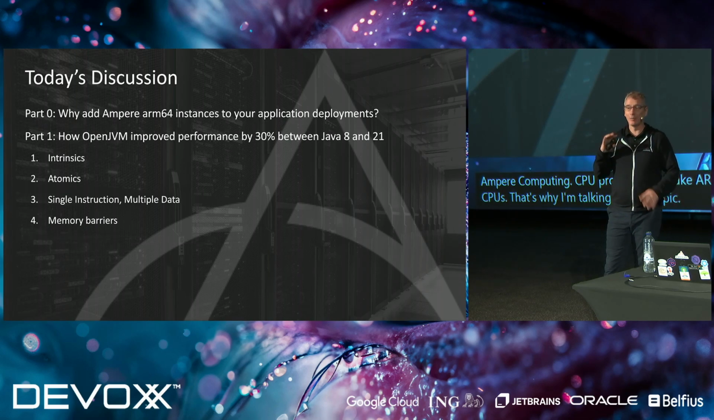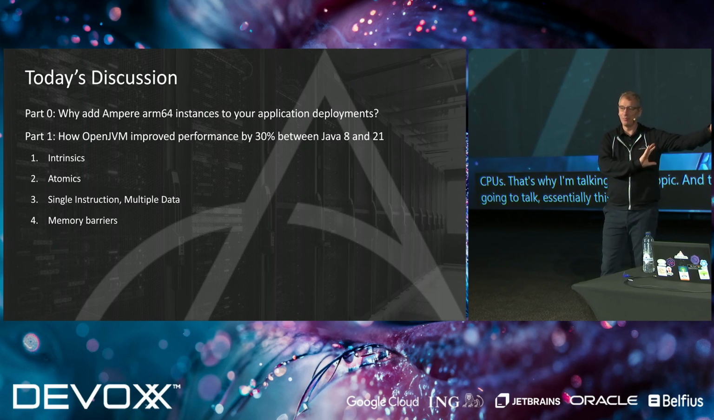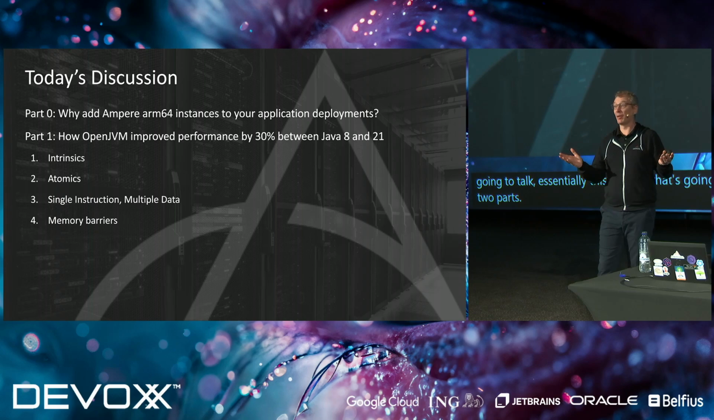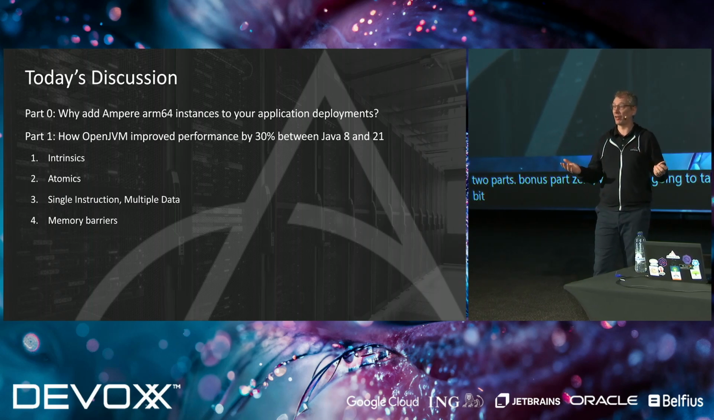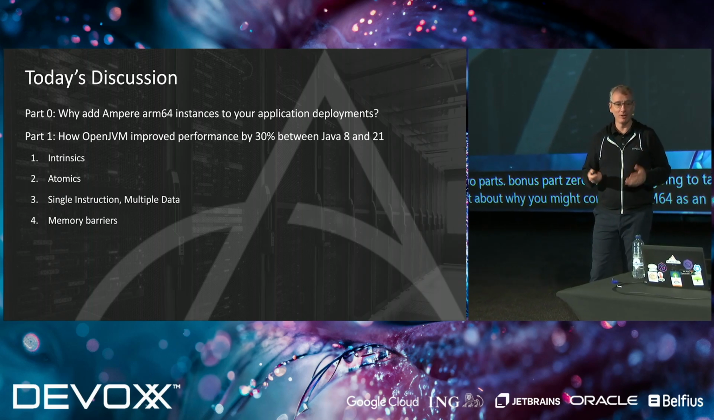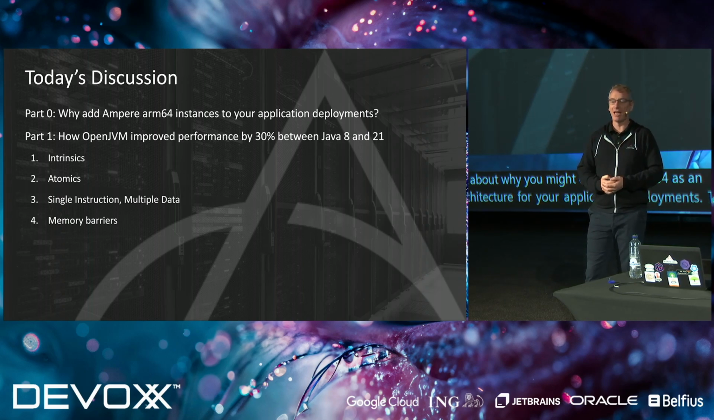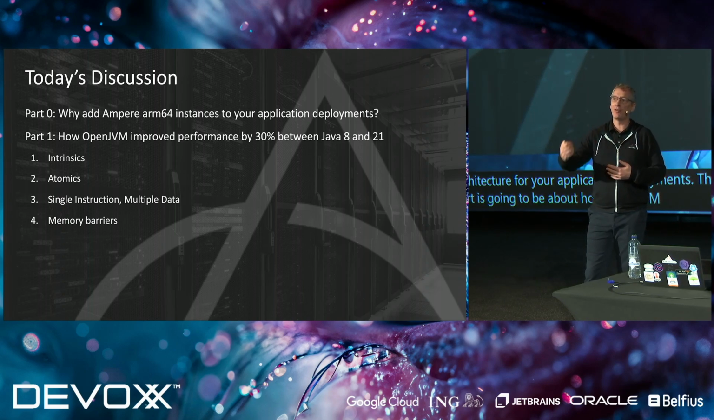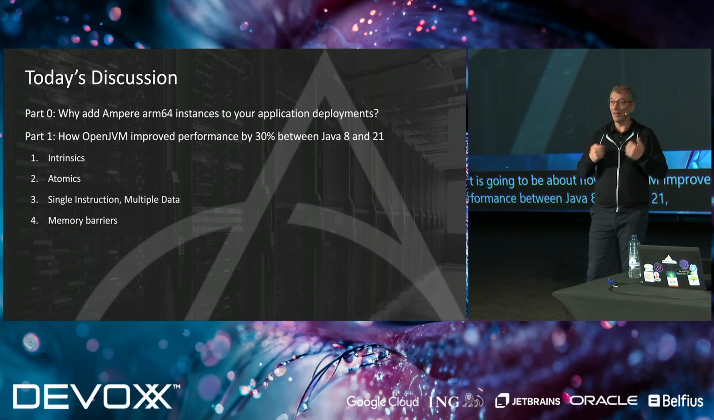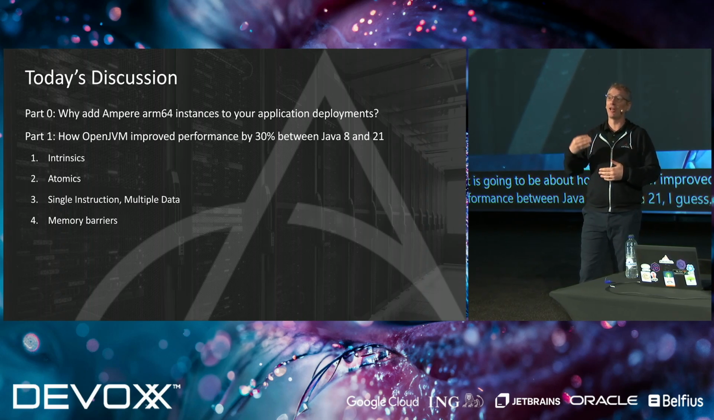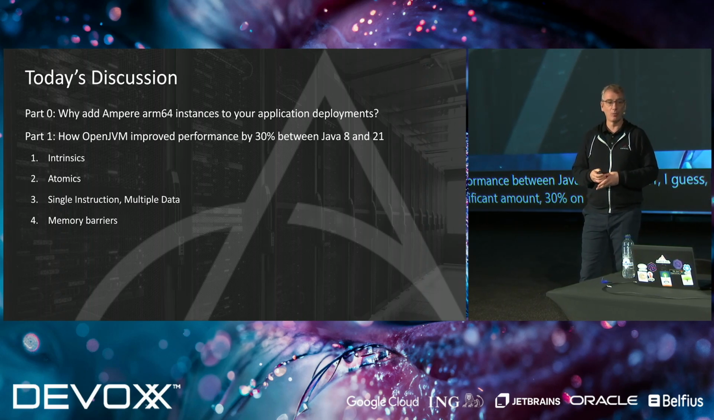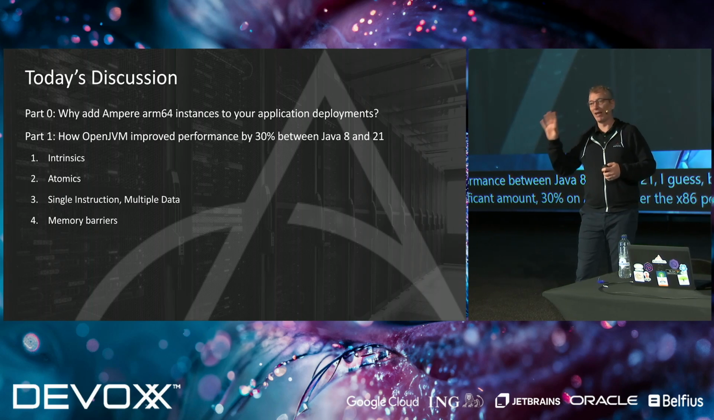Today I'm going to talk, essentially this is a talk that's going to be in two parts. There's going to be a bonus part 0 where I'm going to talk a little bit about why you might consider Arm64 as an architecture for your application deployments. The first part is going to be about how OpenJVM improved in performance between Java 8 and Java 21, by a significant amount, 30% on Arm64 over the x86 port. We're going to basically break that down.